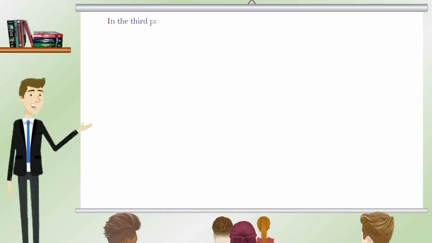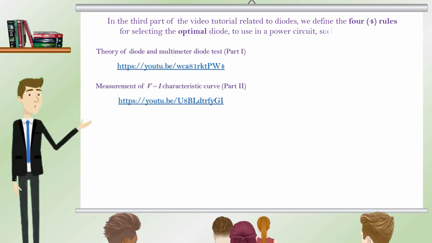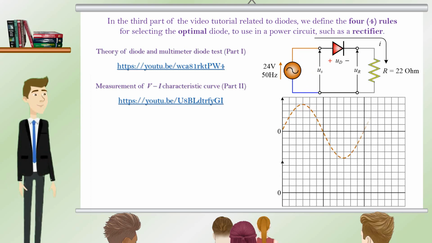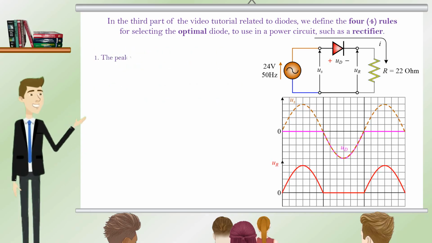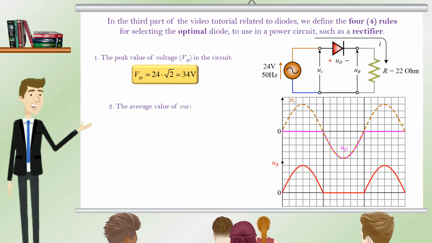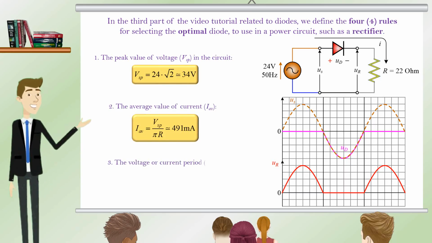In the third part of the video tutorial, related to diodes, we define the 4 rules for selecting the optimal diode to use in a power circuit, such as a rectifier. To choose the optimal diode, in the depicted rectifier, we calculate 1. The peak value of voltage in the circuit. 2. The average value of current. 3. The voltage, or current, period.